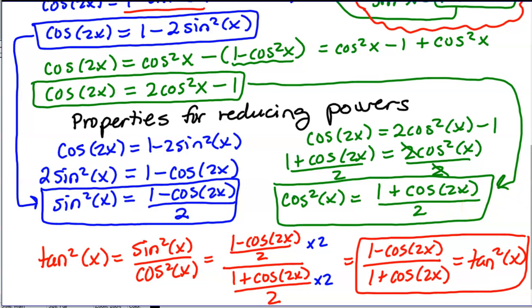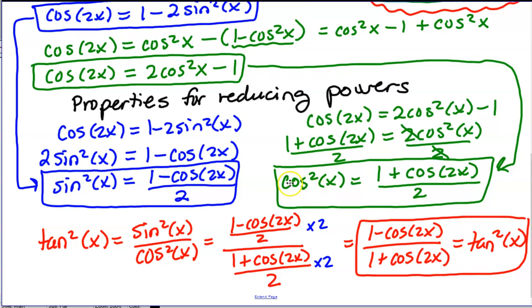So now I have a sine squared and a cosine squared of x, so now I can figure out a property for tangent squared. So tangent squared would be sine squared divided by cosine squared. So I'm going to put in the property for sine squared divided by the property for cosine squared and multiply both of those by 2, so it eliminates the 2 in the denominator here. And so here is our property for tangent squared. Tangent squared of x is 1 minus cosine of 2x over 1 plus cosine of 2x.